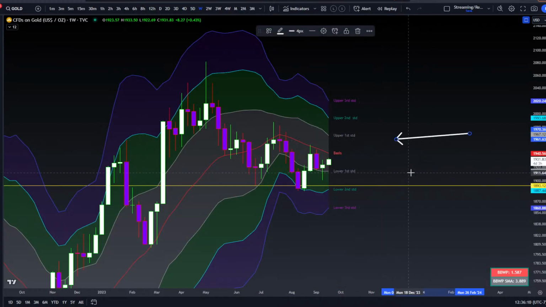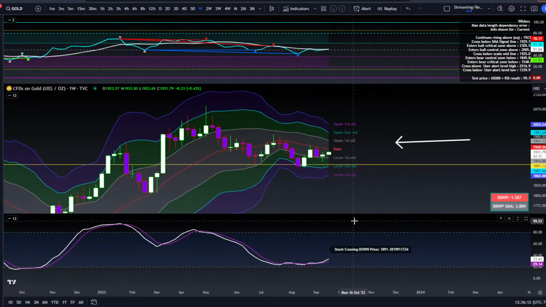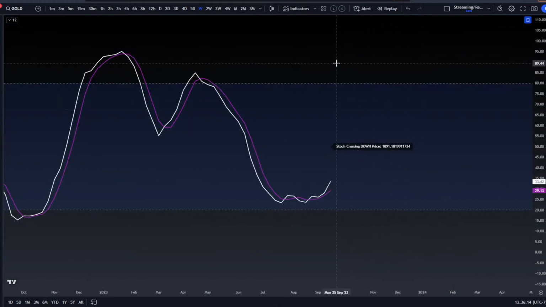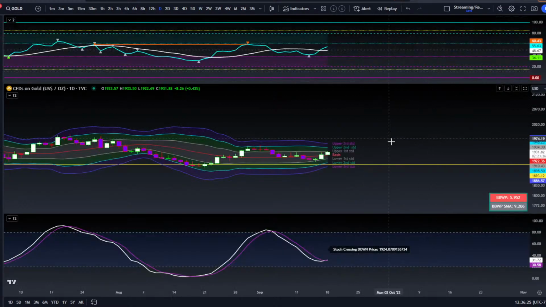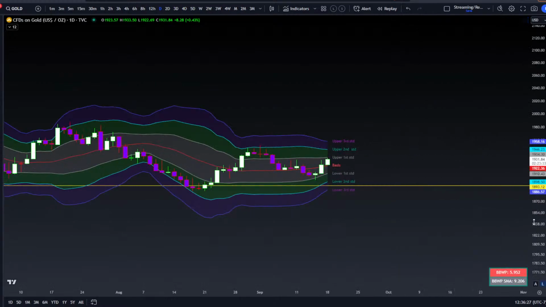All right, so that's gold. Gold looks fine. Weekly's now pointed up. We got hidden bullish divergence on the weekly. 1891 is a momentum pivot. So gold looks pretty good on the weekly. Gold looks set up to try and follow through on the daily. So just keep an eye on it, end of today into tomorrow's close.